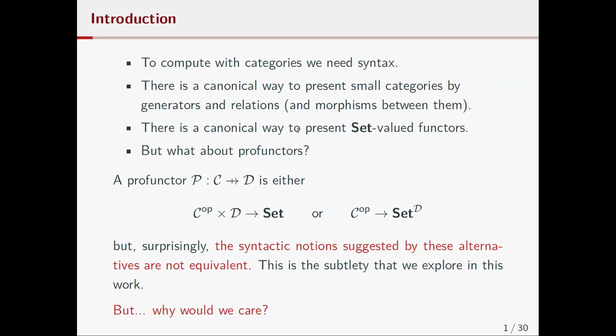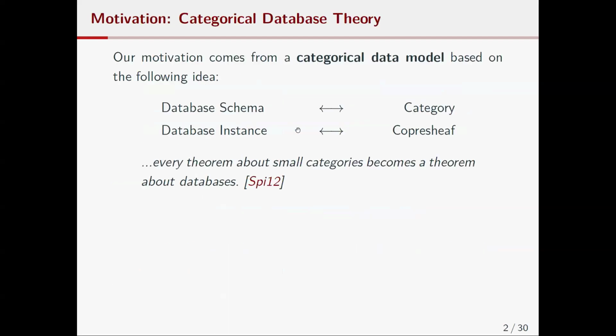So first of all, I'll give some motivation for the context in which we're interested, which is categorical database theory, right? And this is the same idea that Michael already mentioned. And I really like this phrase of David, that if you follow this idea, then every theorem about small categories becomes a theorem of databases. I think that's the original idea, or at least the way I take it.